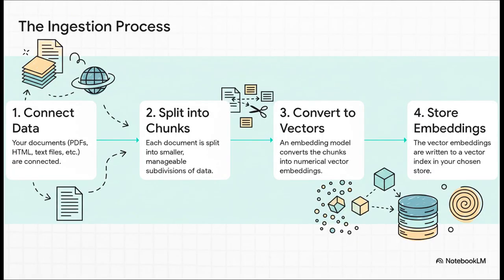So first, you just point the system to your documents. Could be PDFs, web pages, Word docs, whatever. The system automatically breaks those big documents down into smaller, bite-sized chunks. Then comes the really cool part. Each one of those chunks gets turned into a special string of numbers called a vector embedding, and all those numbers get stored in a special kind of database.